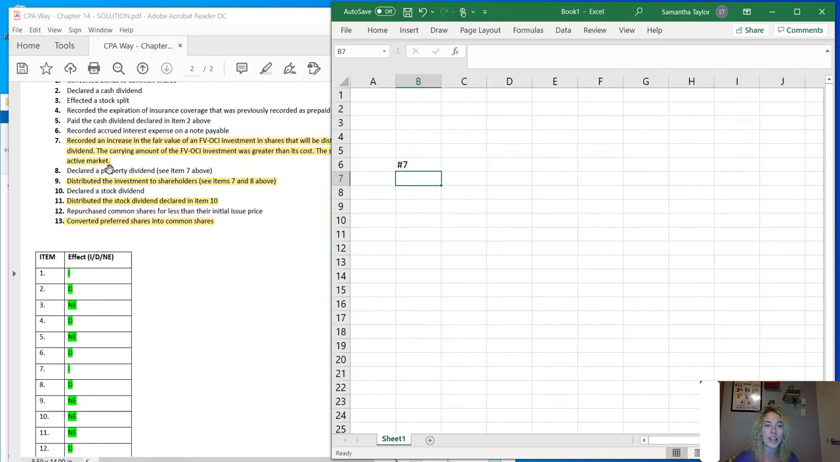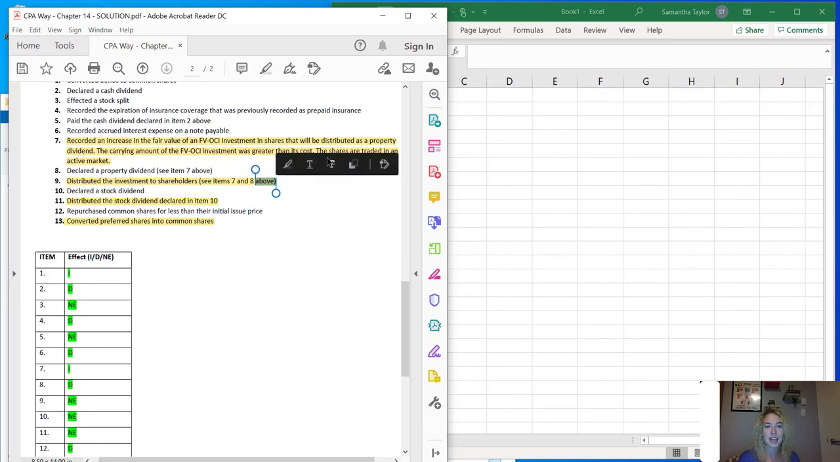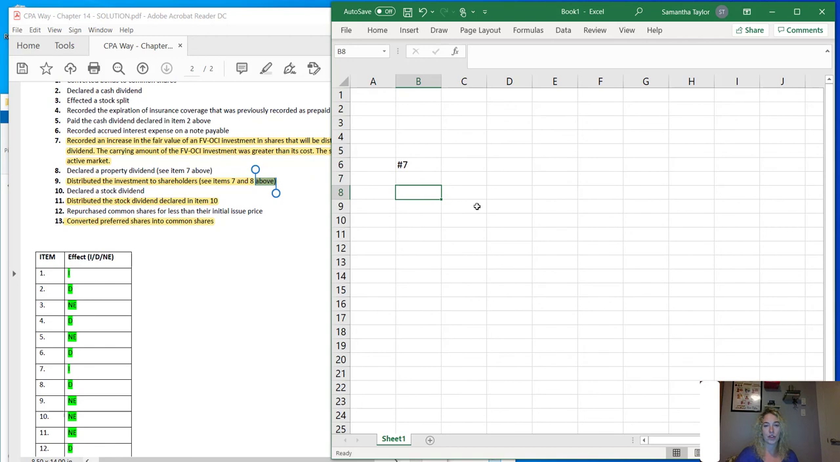The question here says, recorded an increase in the fair value of a fair value OCI investment in shares that will then be distributed as a property dividend. And then they said the carrying amount of the fair value OCI investments was greater than its cost. So here we know that there was an increase in the fair value that will be distributed. So in order to recreate, basically what we need to do is debit the investment, which is an asset on the balance sheet. This is the fair value OCI shares. And then we would need to credit the OCI account. So that's what this is asking us to do right here.